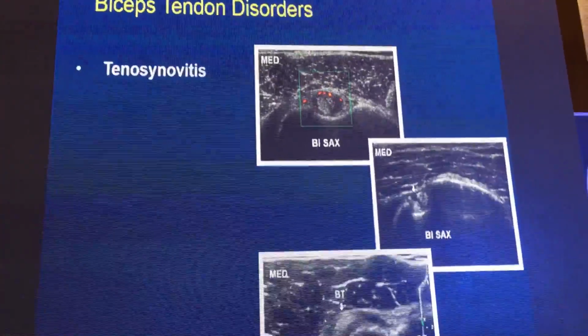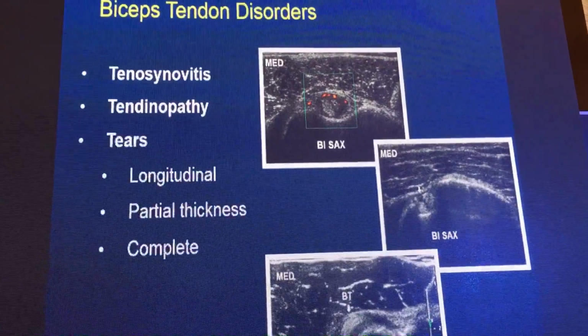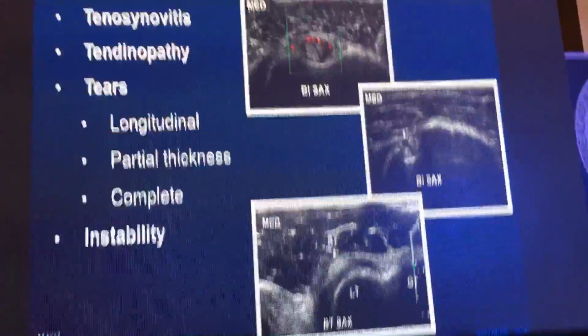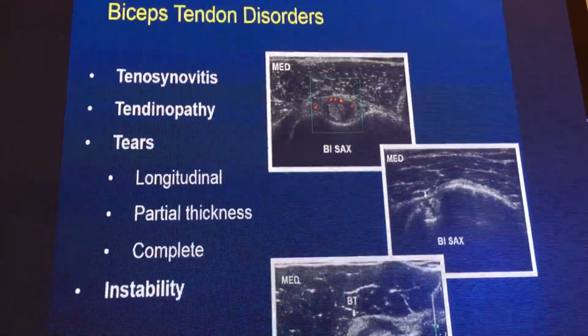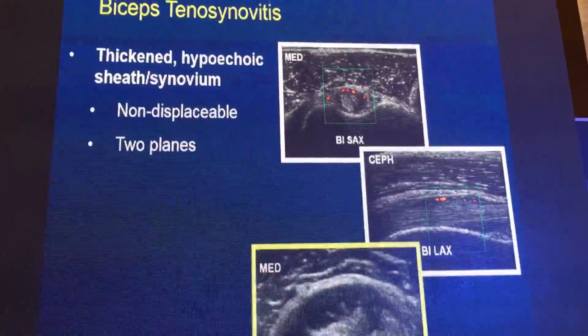Now I'm going to talk about several biceps tendon disorders. One is tenosynovitis, another is tendinopathy, and then I'm going to talk about various tears in the tendon itself, and then I'll finish off with instability. So the first thing that I'm going to talk about is tenosynovitis.